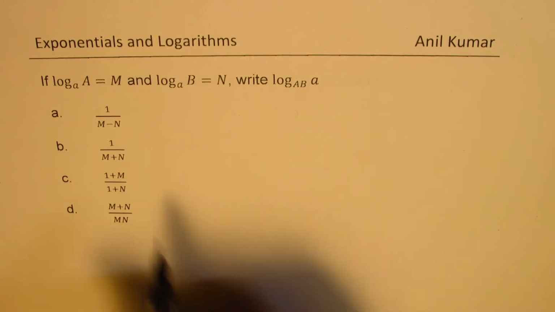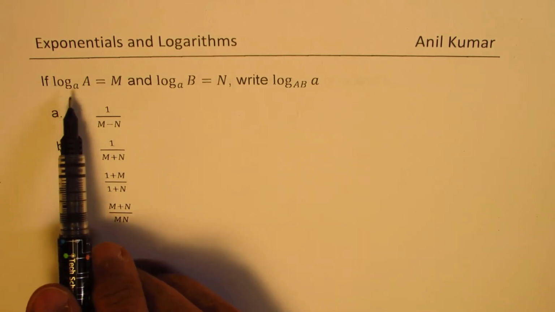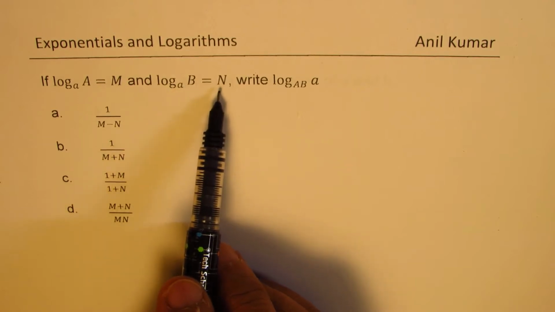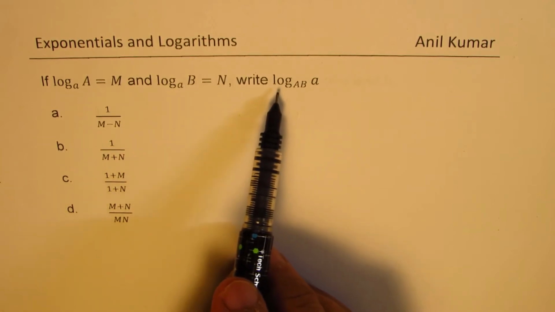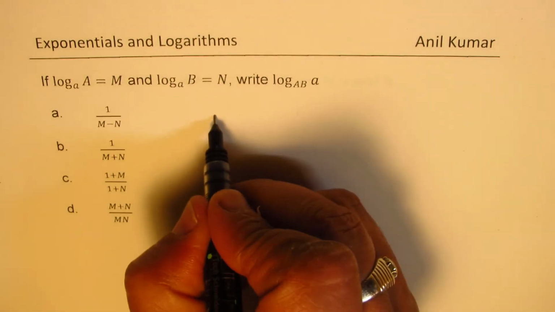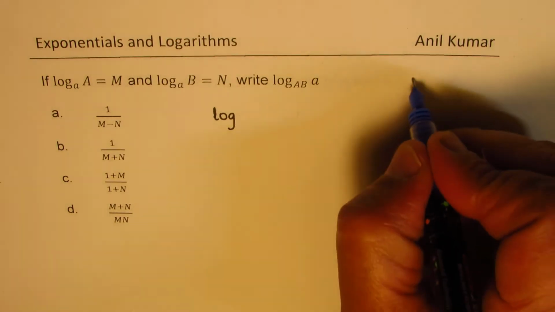Now in this case, we'll change the base, right? So the question here is slightly tricky. If log to the base a of a is capital M and log to the base a of b is capital N, write log to the base ab of a, right? So we have changed the base, right? So how are you going to do this part? Okay, so change of base formula. Let me give you that formula first, and then we'll try.